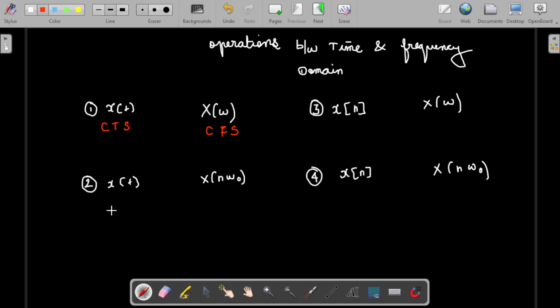We know that the second one, x of t, is also a continuous time signal, but here this one is n, so this is a discrete frequency signal. This x of n is already a discrete time signal, and this is a continuous frequency signal. This is a discrete time signal and this is a discrete frequency signal. Okay, so here we have seen all the things. There are four combinations, and all the possible ways we have linked: discrete to discrete, continuous to continuous, continuous to discrete. All the possibilities we have done.